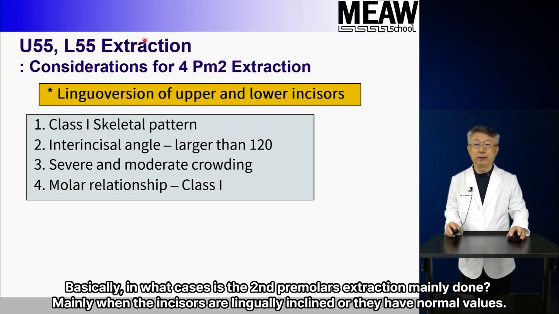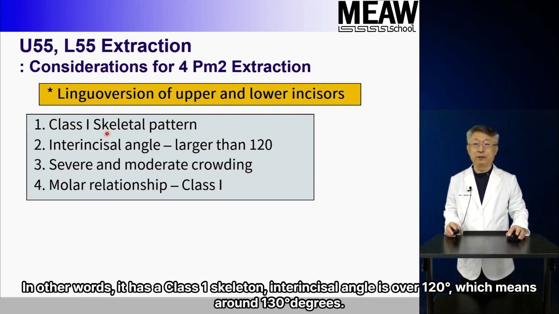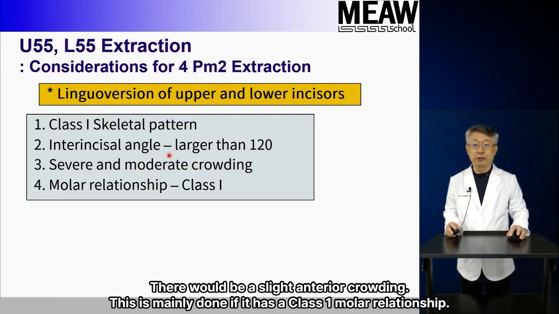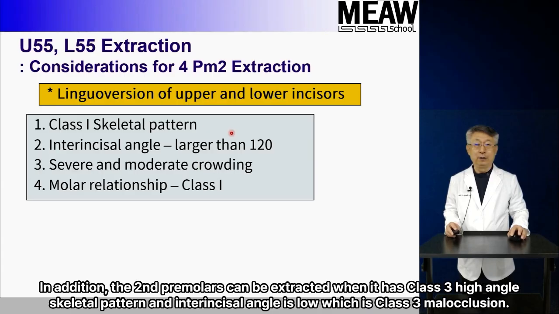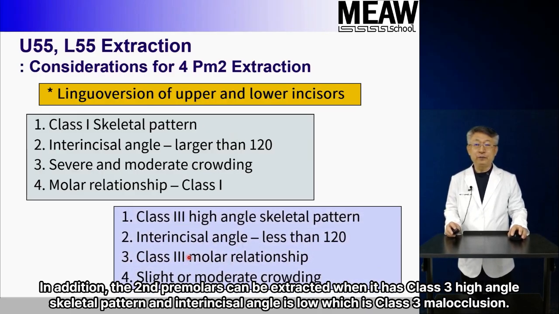Basically, in what cases is the second premolar extraction mainly done? Mainly when the incisors are lingually inclined or they have normal values. In other words, it has a class 1 skeleton, the interincisal angle is over 120, which means around 130 degrees. There would be slight anterior crowding. This is mainly done if it has a class 1 molar relationship. In addition, the second premolars can be extracted when it has a class 3 high-angle skeletal pattern and the interincisal angle is low, which is class 3 malocclusion.